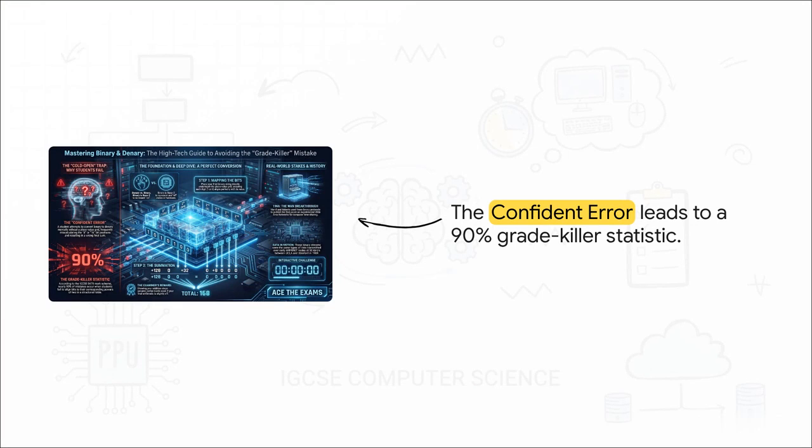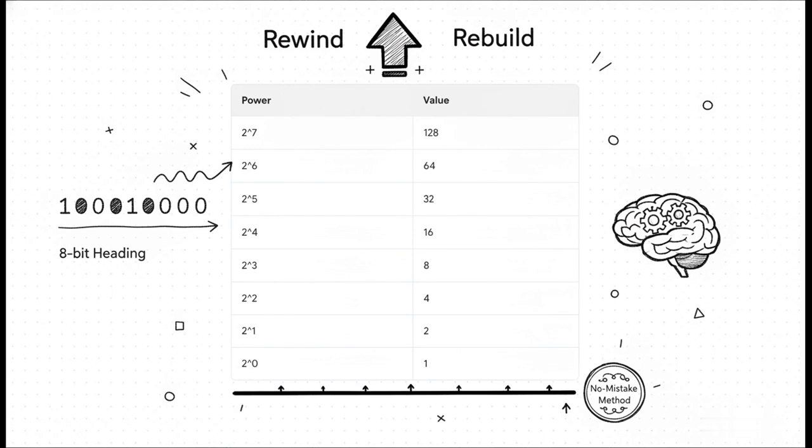This is what examiners actually call the confident error. Just imagine a student trying to convert an 8-bit binary string into a denary number purely in their head, just using mental math. They're staring at the ones and zeros, trying to juggle those powers of 2 in their brain. And, well, what happens? They miscalculate the 8 or the 16-bit positions. Because they skipped drawing the physical grid, that final sum is wrong, and boom, they score an absolute 0. Let's rewind a bit and rebuild this the right way so you never, ever make that mistake.